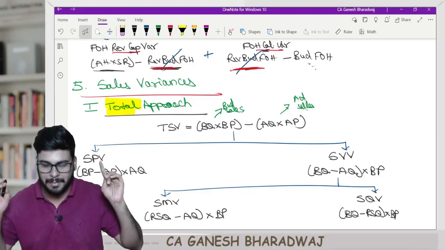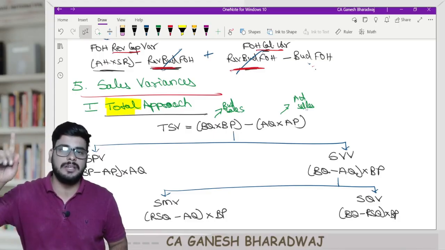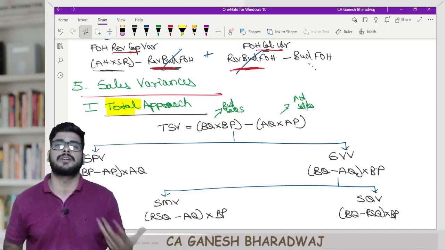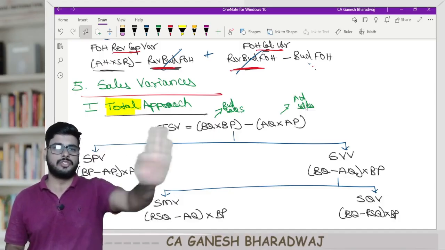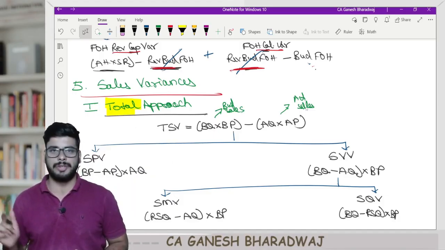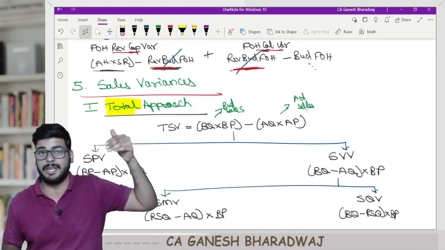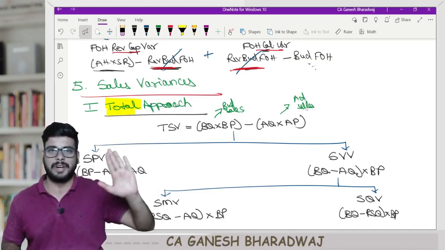Now again remember, there is no concept of standard sales when it comes to sales. Why? I am planning to sell so many units, and I have actually sold so many units. There can only be budget and actual. You can't have something called standard, unlike the variable cost side variances like material, labor and variable overhead. Are you clear with this?